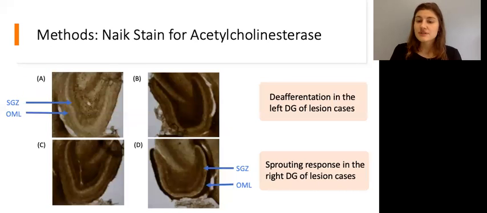These are some examples of AChE-stained lesion cases. The arrow points to the two layers of interest, the supragranular zone and the outer molecular layer. The top left image shows an example of deafferentation in the left hemisphere, where there's clearly a low level of acetylcholinesterase. The bottom right image shows an example of sprouting response in the right hemisphere, marked by an increase in acetylcholinesterase in the outer molecular layer, which occurs as a result of the loss of input from the entorhinal cortex.